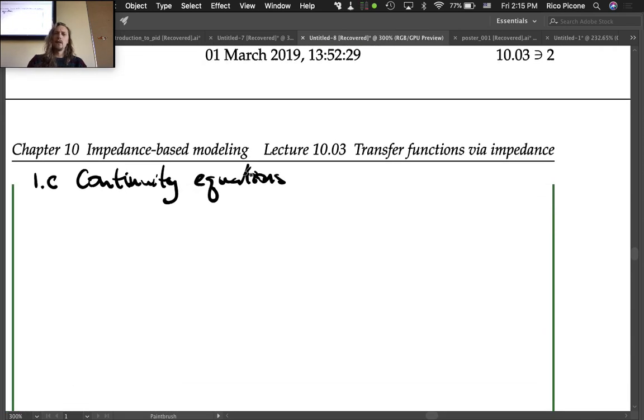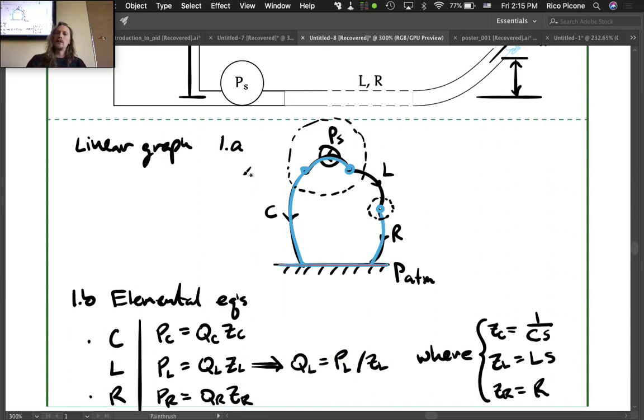Okay, continuity equations. We need to write one for each passive branch in the normal tree. I already drew these contours for the earlier section. What do you guys think? Should we use them? We should use them.